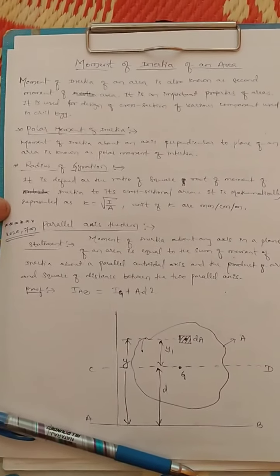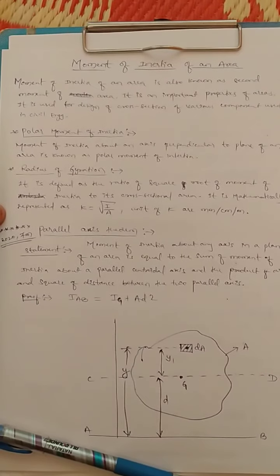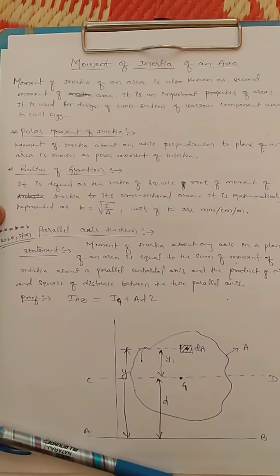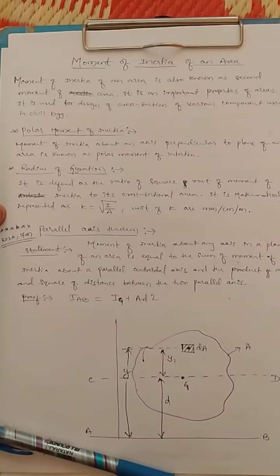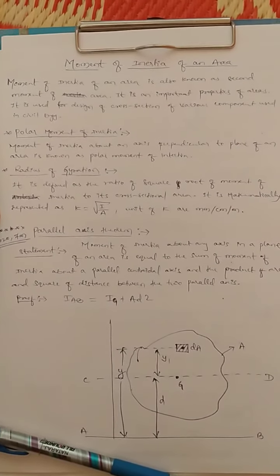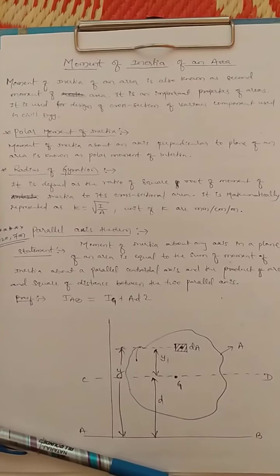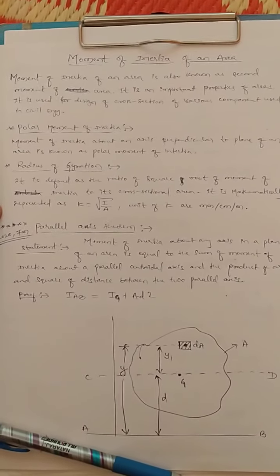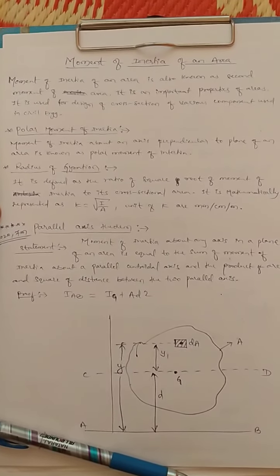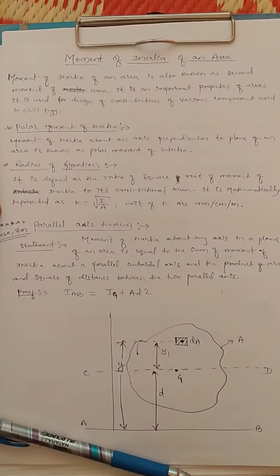So, good afternoon, friends. Today we are dealing with moment of inertia of an area. Moment of inertia of an area is also known as second moment of area, and it is an important property of areas. It is used for design of cross sections of various components used in a civil structure, such as beams and columns. This moment of inertia plays a very important role, so that is the reason we find the moment of inertia of any element.